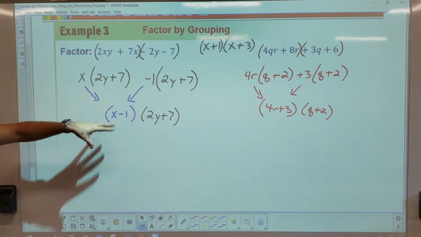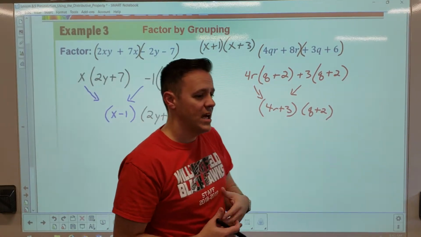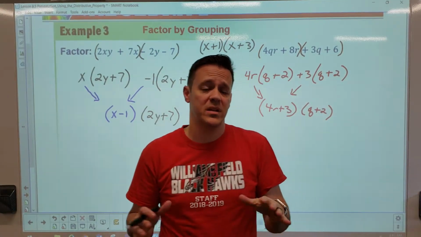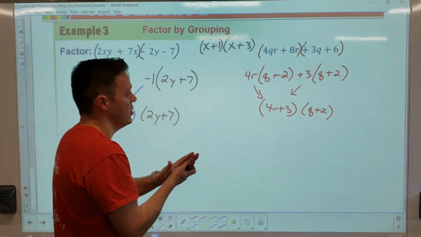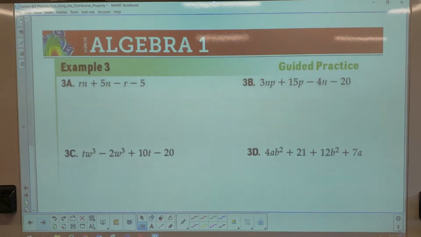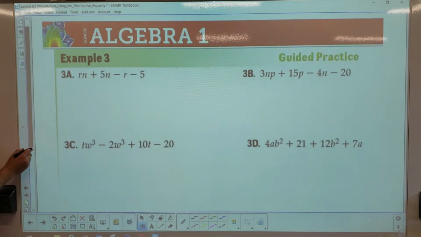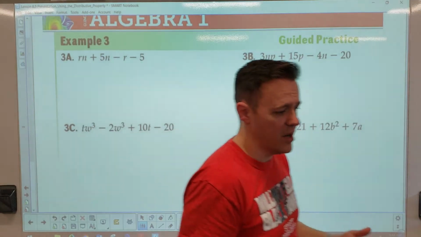Hopefully you guys understand the process that we're using. If you did not use the distribution method when we multiplied, that's okay. But just remember how we did it, and know how we're going backwards. What I want you guys to do is please take your time and work on these 3, and then I'll get back to you in a second.